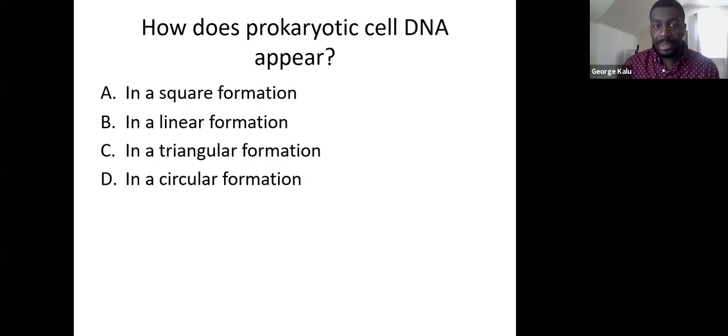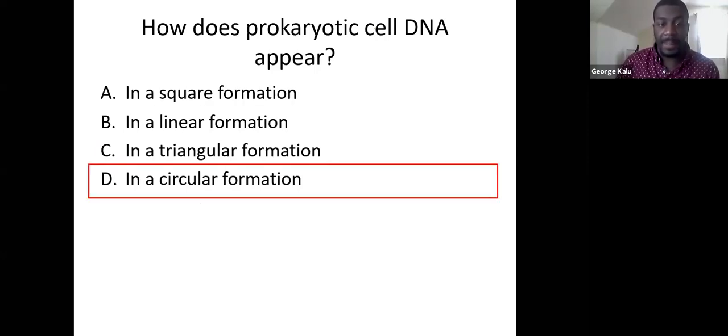Perfect. So next question. How does prokaryotic cell DNA appear? Is it in a square formation, in linear formation, in a triangular formation, or in a circular formation? So I'm seeing these. Yeah, so D is correct. It's going to be in a circular formation. So prokaryotic DNA is going to be circular, whereas eukaryotic DNA is going to be more linear.